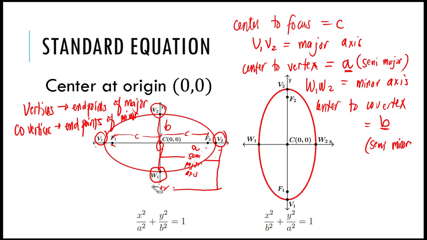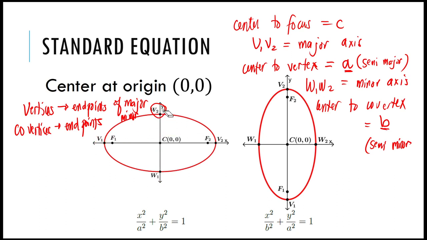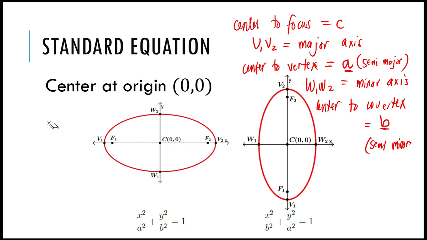Kung makikita po natin kapag sa derivation, yung fixed distance na tinatawag, or yung constant distance or constant sum ng distances from the focus to any point, actually, yun yung 2A, or twice the semi-major axis. Ito po yung 2A, di ba? Ito yung major axis. Kung yung kalahati ng major axis ay A, syempre yung buong major axis, that is 2A.